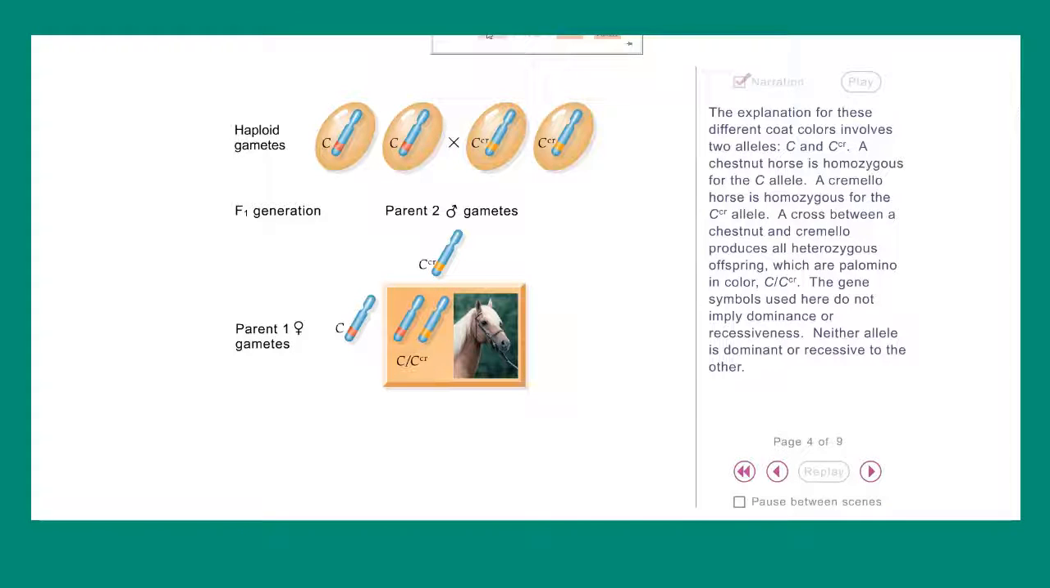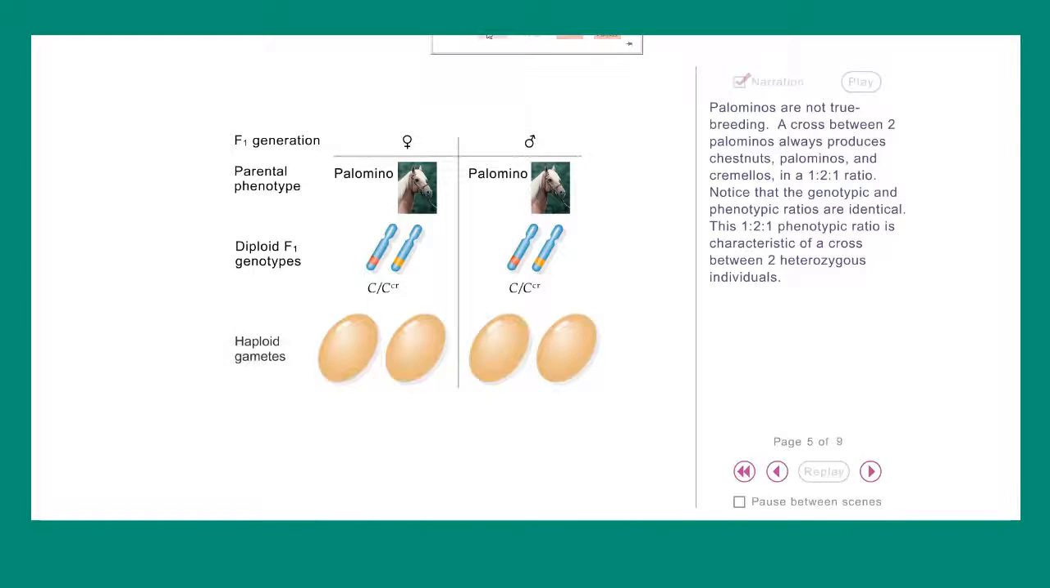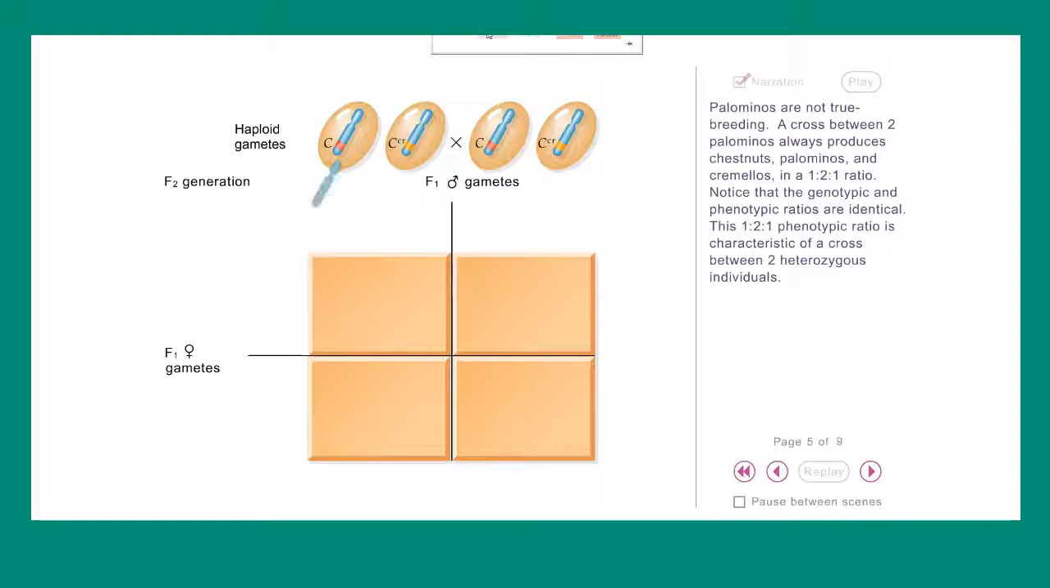The gene symbols used here do not imply dominance or recessiveness. Neither allele is dominant or recessive to the other. Palominos are not true breeding. A cross between two palominos always produces chestnuts, palominos, and cremellos in a 1 to 2 to 1 ratio.